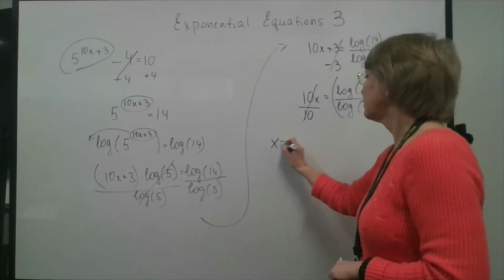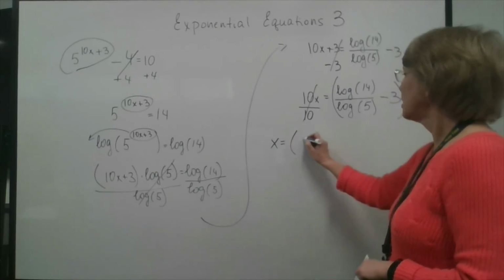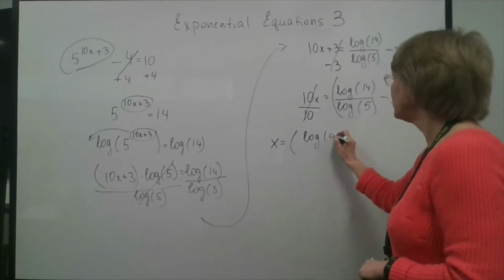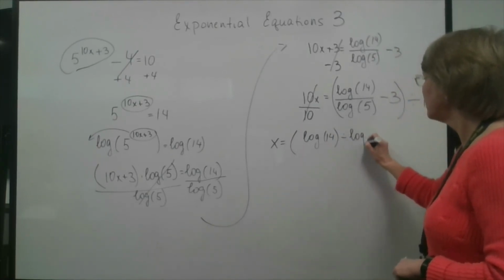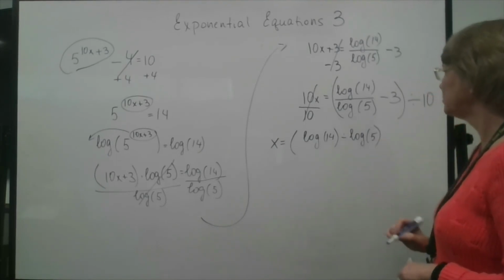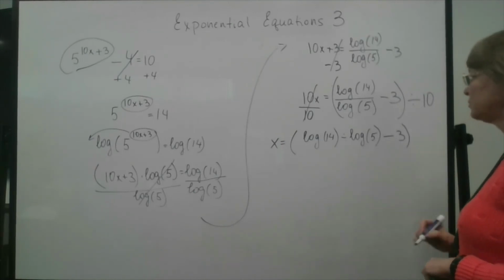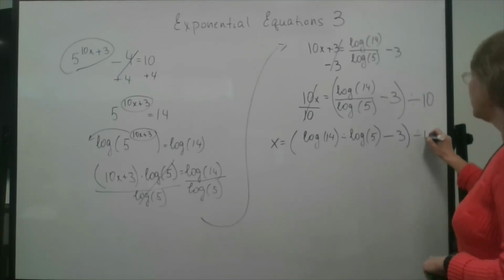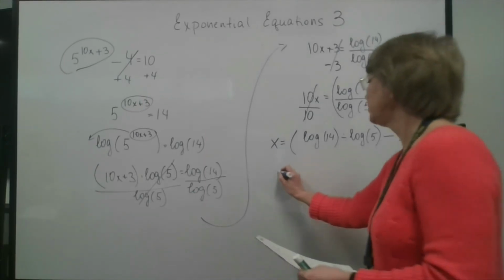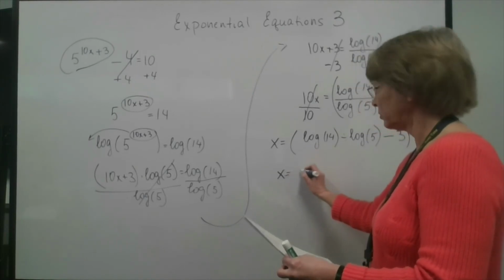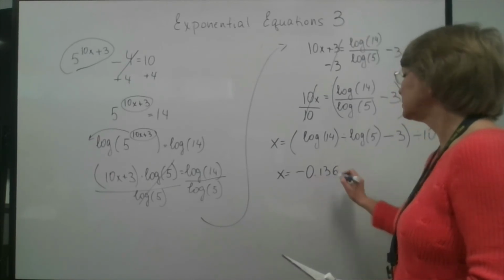It's a good idea. I will show how you have to type it on a calculator. Parentheses, logarithm of 14 divided by logarithm of 5, close the parentheses, minus 3, close the parentheses, divide by 10. The answer is supposed to be x equal to negative 0.136.